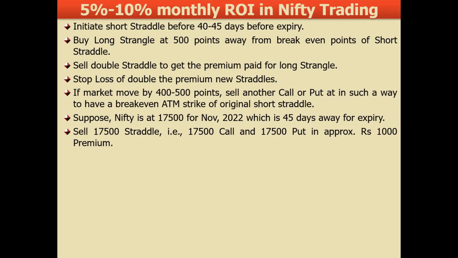ठीक है, 1,000 रुपए आपको आ गया, यानी 50,000 रुपए आपके अकाउंट के अंदर आ गए, और आपका मार्जिन लग रहा है शायद इसमें something around 2 लाख के आसपास, और 50,000 आपके अकाउंट में आ गया. Now इसका जो ब्रेक इवन है, 1,000 पॉइंट का आपको प्रीमियम मिला है, तो आपका ब्रेक इवन कितना हुआ? 16,500 and 18,500. तो आपको इसके भी 500 पॉइंट अवे का स्ट्रेंगल खरीदना है.